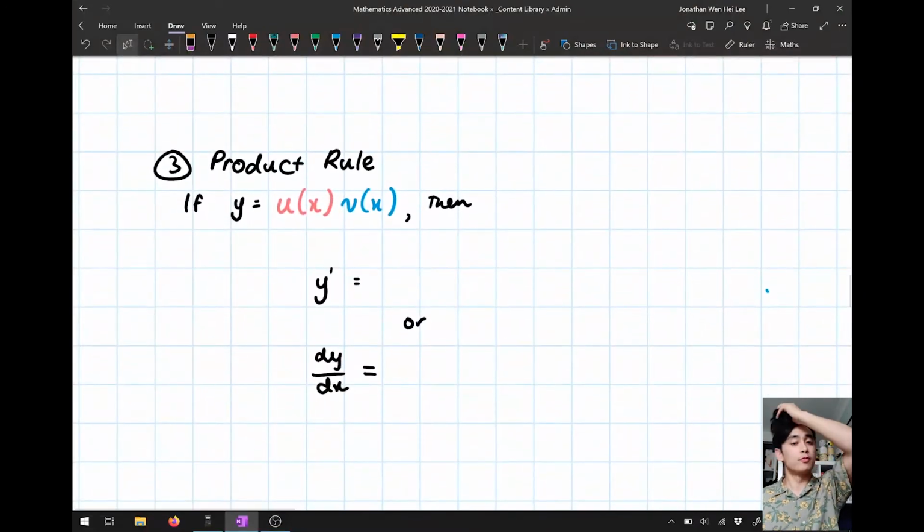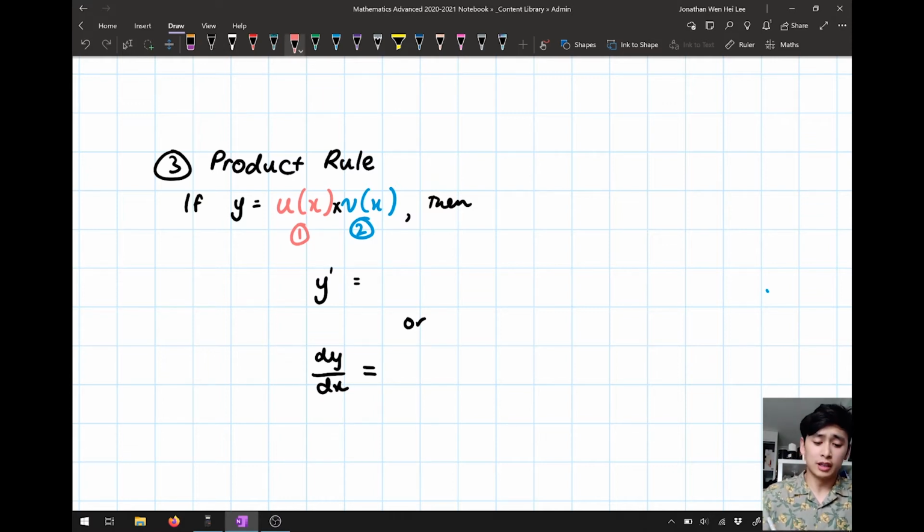Now, if I have two functions that are multiplying together, the notation they've used is u of x for my first function and v of x for my second function. When we've got two functions multiplying together, remember with algebra we've got a hidden multiplication symbol. So what I need to do is apply the following rule.